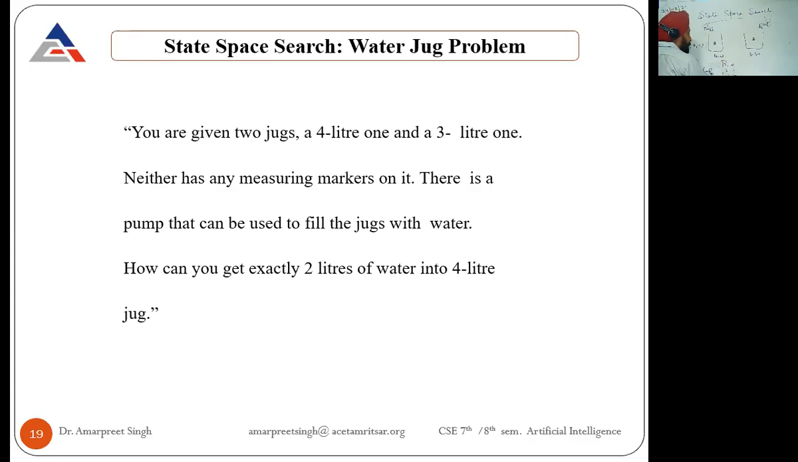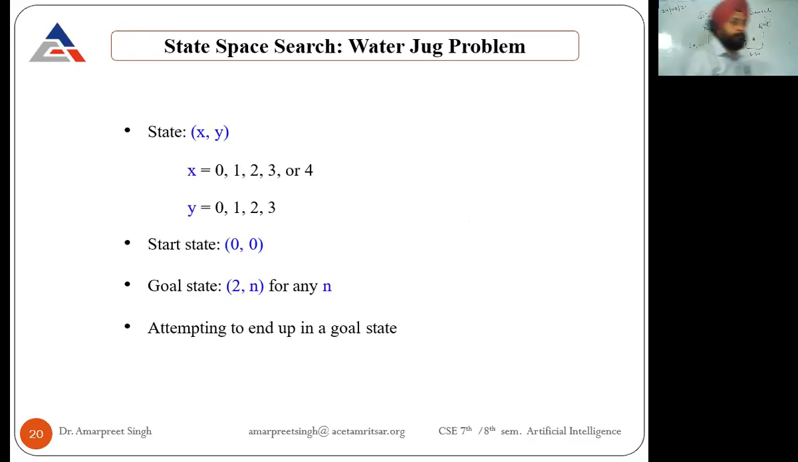But the goal state is that your first jug should have exactly 2 liters of water. So here there is not only a single goal state; there can be many goal states, and you have to reach one of these states. So these are the states X and Y. X is the state of jug 1, Y is jug 2. So what are the different states?